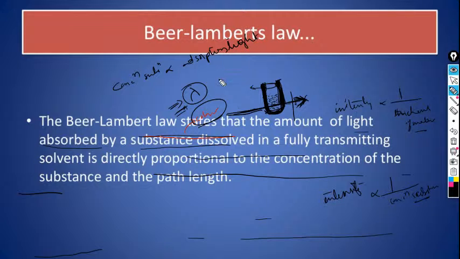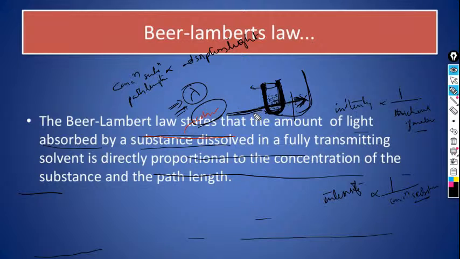And if I increase the path length, or the width of the test tube, the light is going to touch many more molecules, so the absorption will increase because more molecules are involved. So absorption is also proportional to the path length. So this is the Beer-Lambert law.